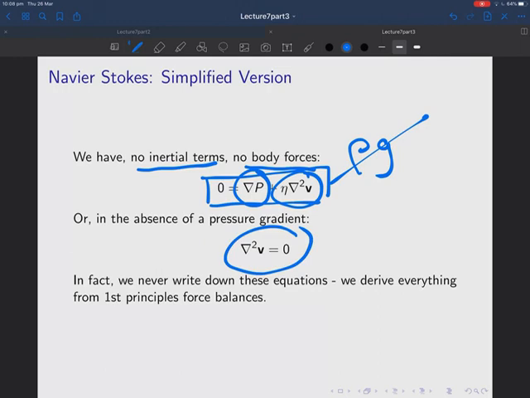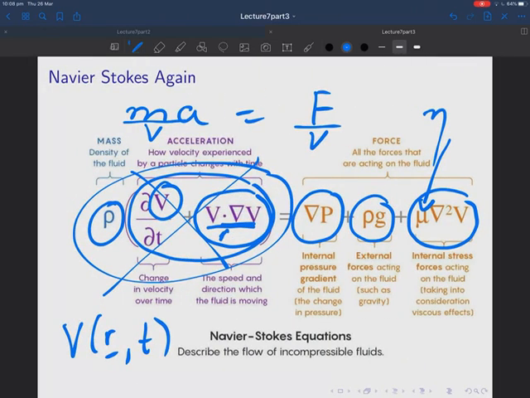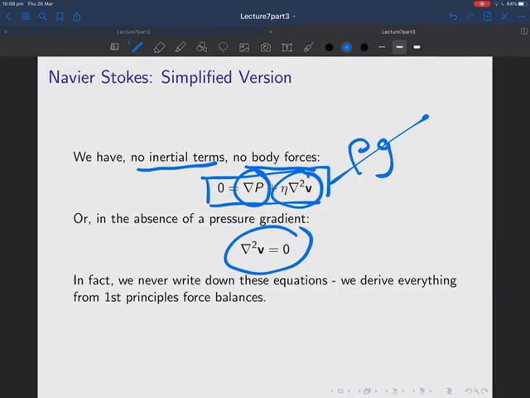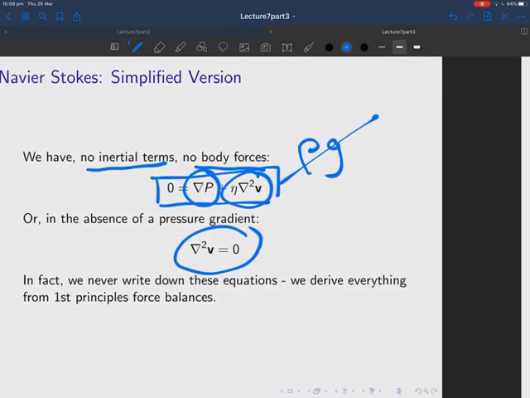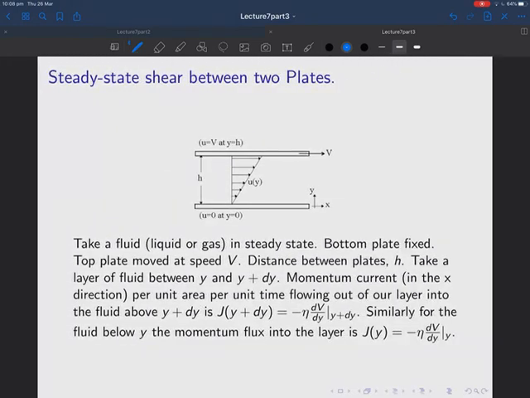In fact, we're never going to write down these equations because we're going to derive everything from force balance principles. These Navier-Stokes equations are derived from basically Newton's law. So we can derive everything each time we do the calculation just from first principles. And it's much easier that way. You don't have to remember an equation.